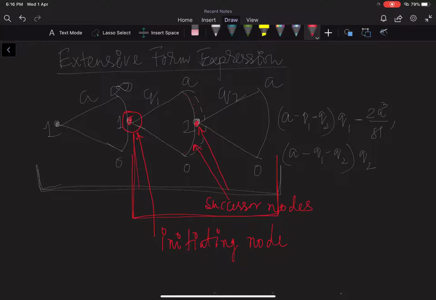Right? So then all successor nodes are in an information set that doesn't contain any node that is not a successor of the initiating node. Okay, so then it's a proper subgame. So we will find out the Nash equilibrium of the proper subgame, and then we will incorporate that in one's decision making here. Okay, so that's how we will do it.